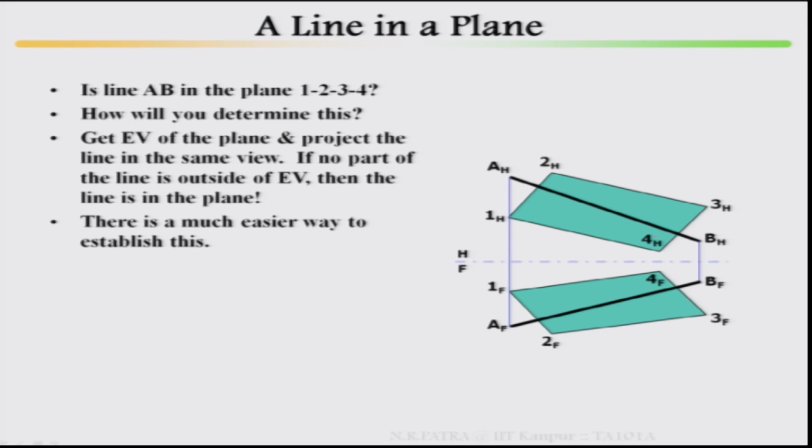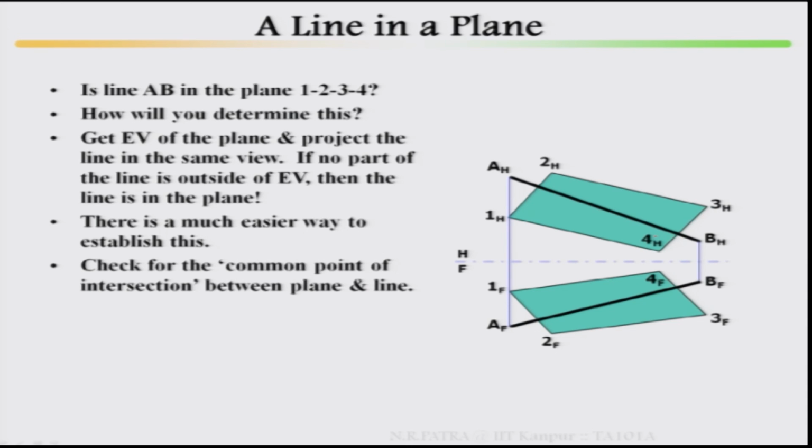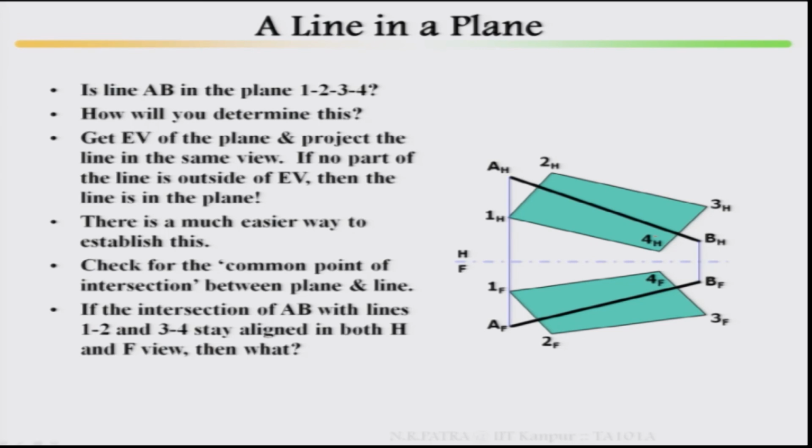There is a much easier way to establish this. Check for a common point of intersection between plane and line. If the intersection of AB with lines 1, 2, 3, 4 stays aligned in both horizontal and frontal views, then what? Then line AB is in the plane. Let us check.